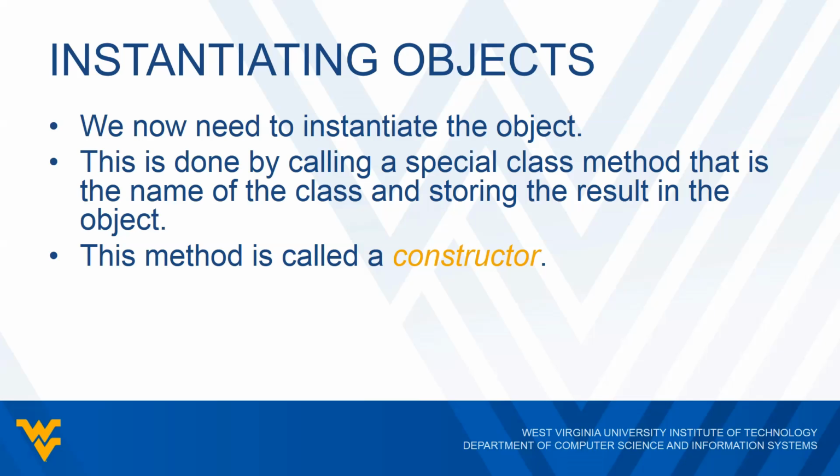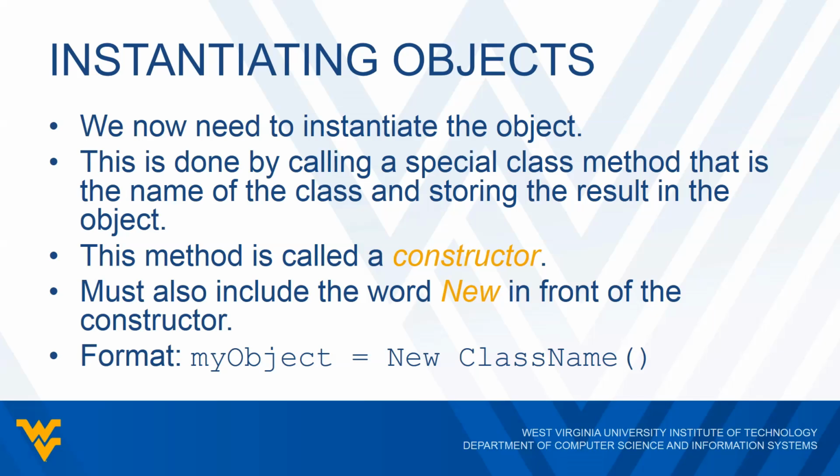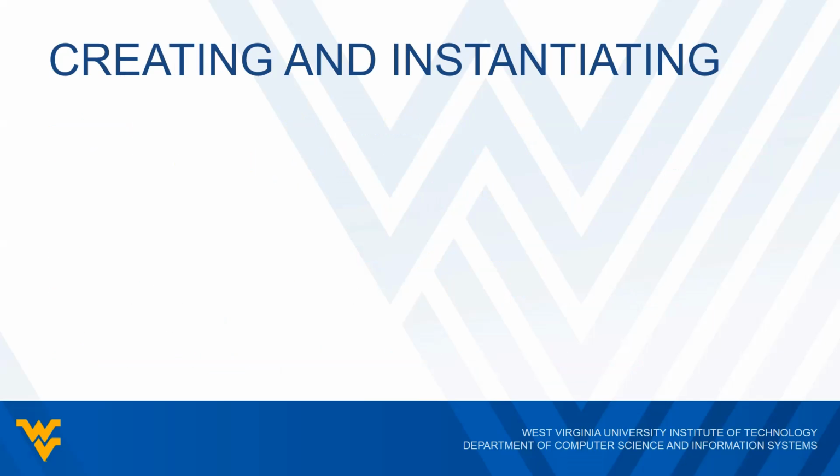See what they did there? In order to use this constructor properly though, we also have to include the word new in front of our constructor. So the way we would do this is we would have our object, and then we would set it equal to new, the name of the class, and then parentheses. So this class name with the parentheses is our constructor, but we have to include the word new in front of it. So this is going to create a new instance of this particular class.